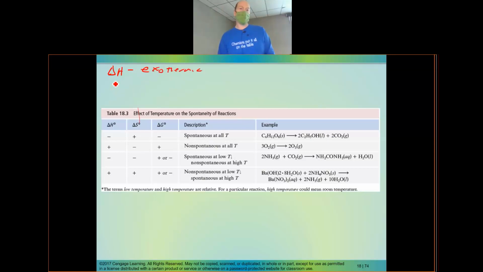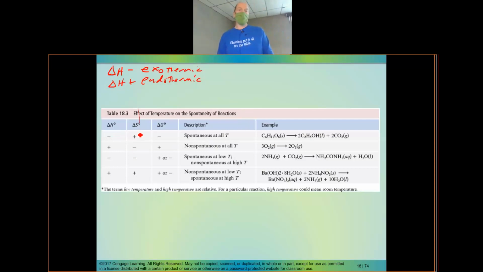All right, so we've already done this in chapter 6: delta H positive, you're endothermic. You have to know heat is released, heat is a product, if you are exothermic. Heat is a reactant that is absorbed when it is an endothermic reaction.